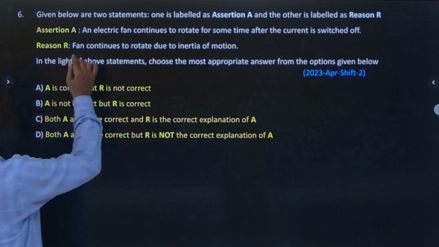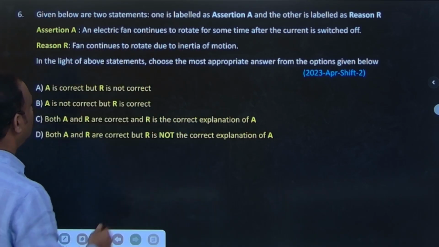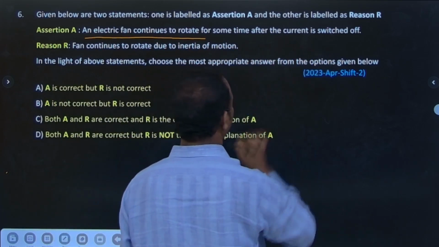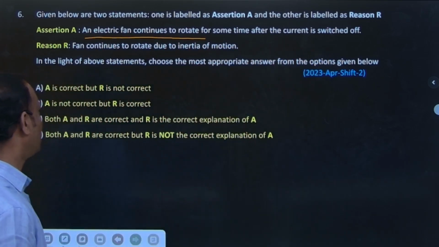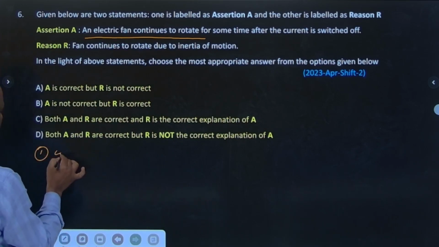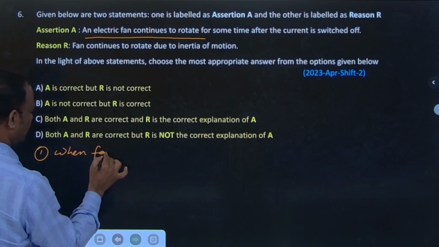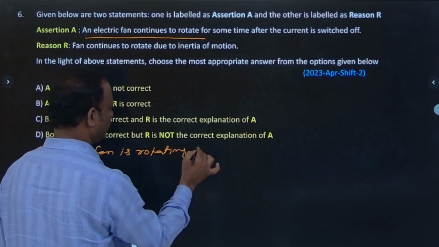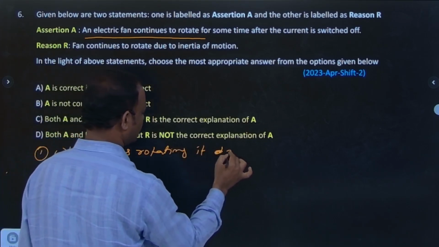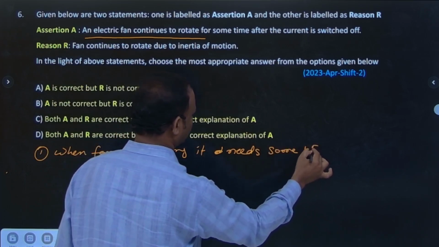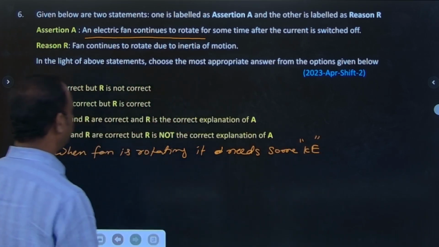Given below, two statements are mentioned. An electric fan continues to rotate for some time after the current is switched off. So when the fan is rotating, what is the concept here? When the fan is rotating, it needs some kinetic energy.